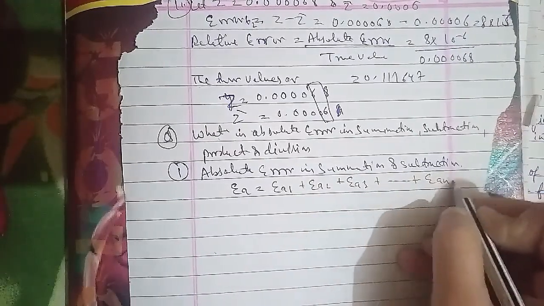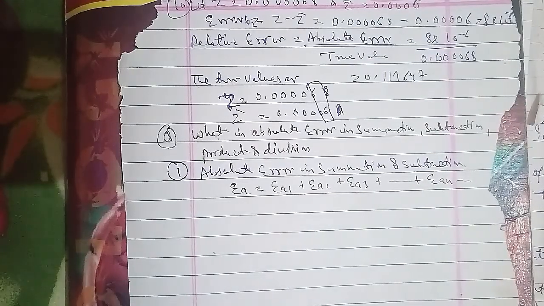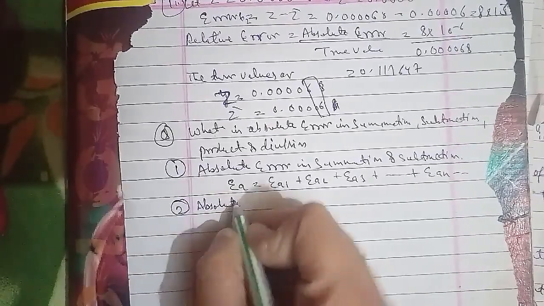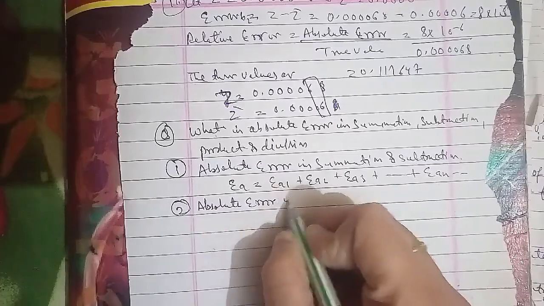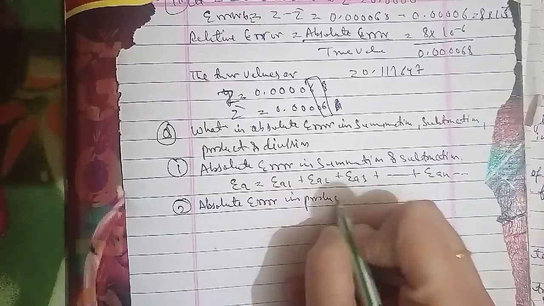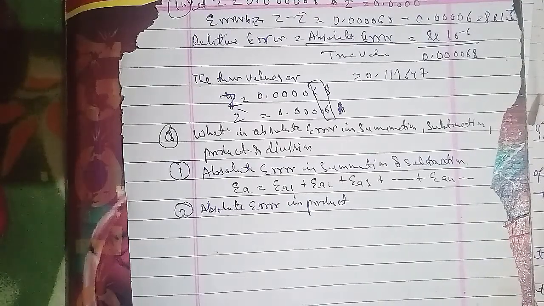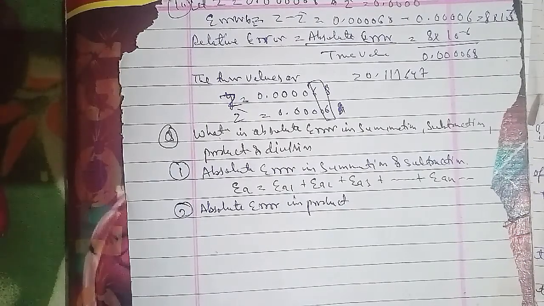Now we talk about the next one, which is the absolute error in the division. The absolute error in the division a by b is given as EA equals b EA1 minus a EA2 upon b square. So this is what we have, and now we'll go ahead with another question.